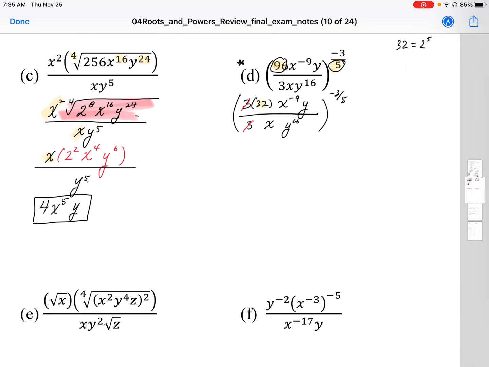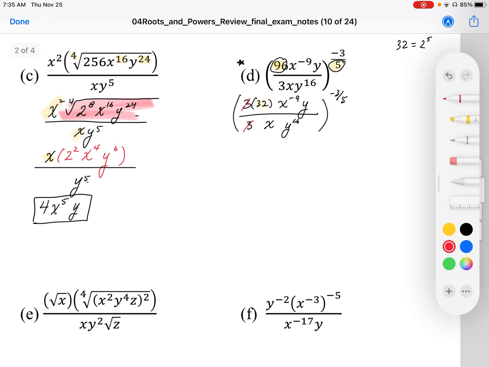This 32, I'm going to rewrite that 32 as 2 to the power of 5. That x term, the negative power means divide, so I'm going to put that in the denominator. So I already have one divide in there, so I'm going to count 10 divides in the denominator. With the y's, we have 1 multiply, 16 divide, so I have an extra 15 divide in the denominator. So at this point here, I've cleaned this up quite a bit.